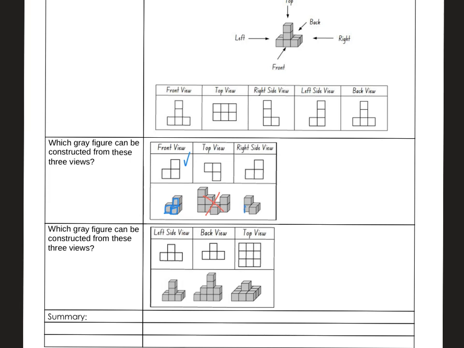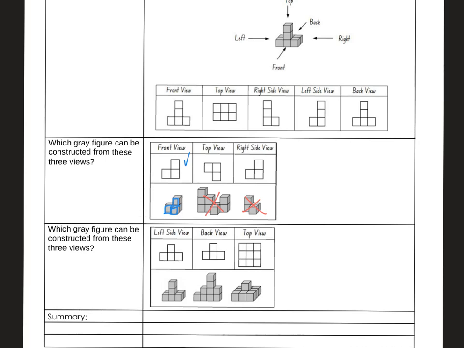So the third one does have 2 on the bottom row. However, on the second row, it has 1 on the left instead of having 1 on the right. So this is not going to work. We're also going to put a red X through this one. But what I want us to do is check the other views of this 3D shape and make sure they match.